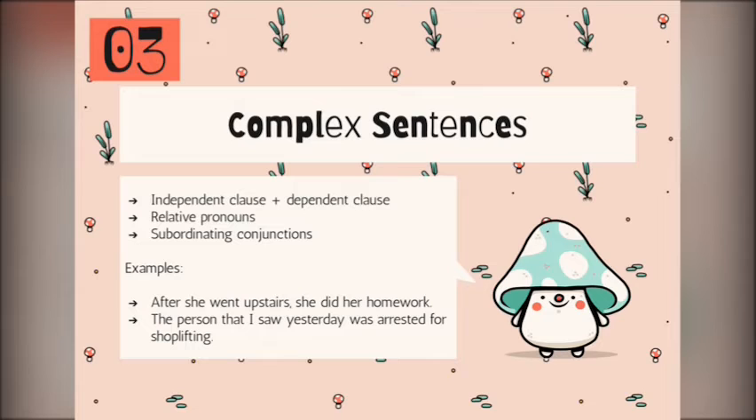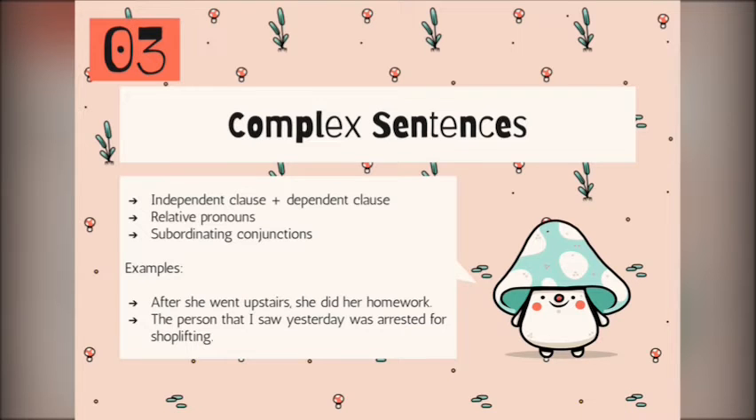So now we're going to talk about complex sentences. Complex sentences involve an independent clause with a dependent clause, so a little bit different than what we've been dealing with up to now. They're either linked with relative pronouns or subordinating conjunctions. Relative pronouns are words like which, that, whose, whomever, etc. And subordinating conjunctions are words such as after, although, while, though, etc.